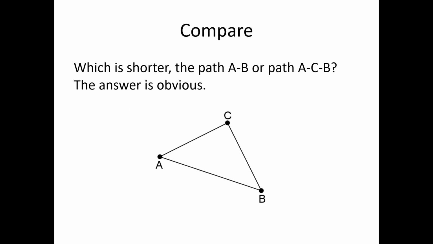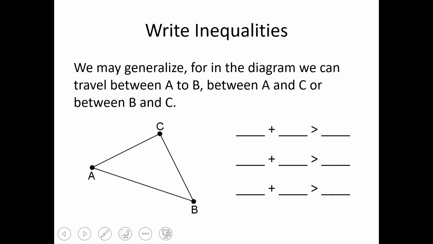Now the answer, of course, is obvious, right? It does not mean that this will be difficult. The answer to this is obvious. Obviously, AB is shorter. And then the question becomes, what really have we said? Because we ended up with a triangle, right? We talked about paths initially, but of course, then what we have is a triangle. What we really said is this, that the length of any one side of a triangle is less than the sum of the lengths of the other two.